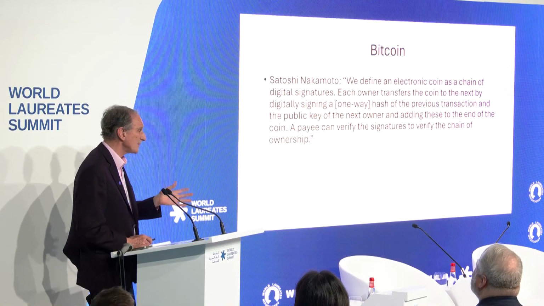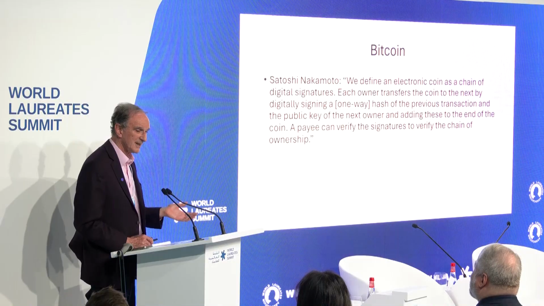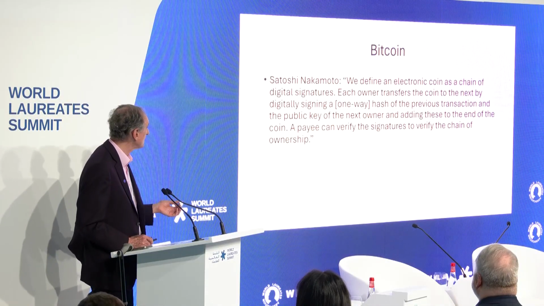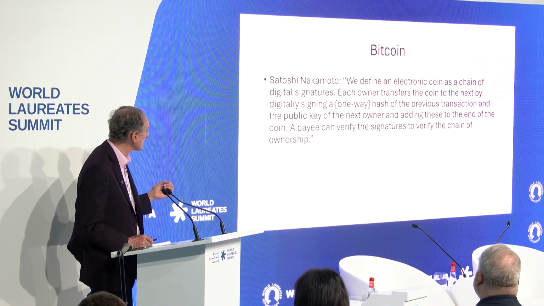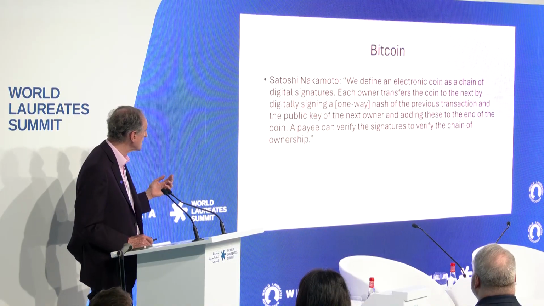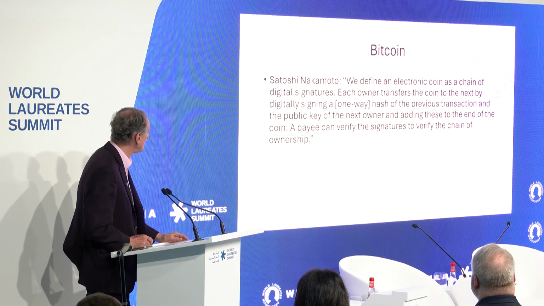So what's Bitcoin, which has been talked about a lot? Well, a guy or a woman, we don't know if he or she even exists, who calls himself Satoshi Nakamoto, wrote in a paper, we define an electronic coin as a chain of digital signatures. Each owner transfers the coin to the next by digitally signing a one-way hash of the previous transaction, and that's the chaining, the blockchaining idea, and the public key of the next owner, adding these to the end of the coin. A payee can verify the signatures to verify the chain of ownership.